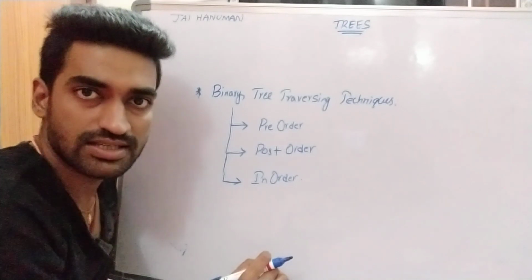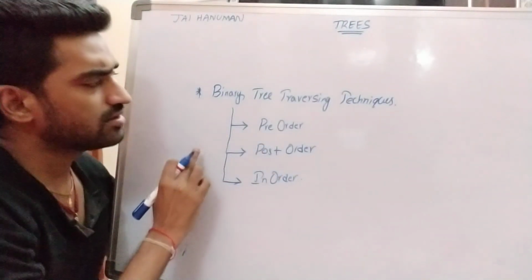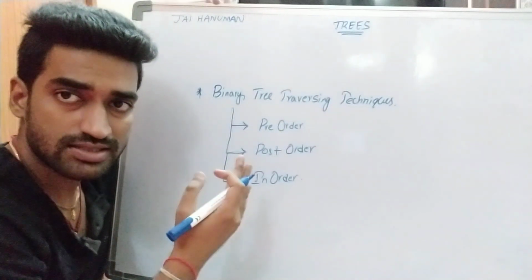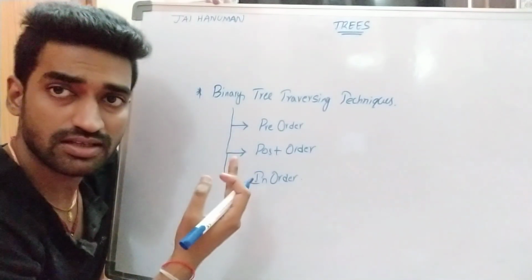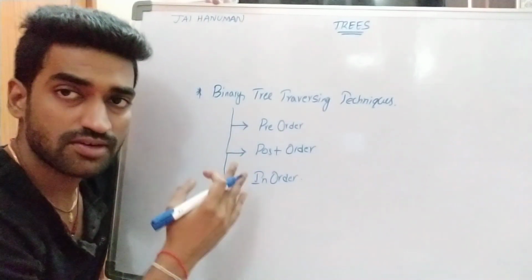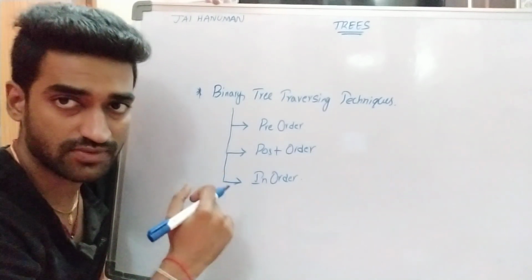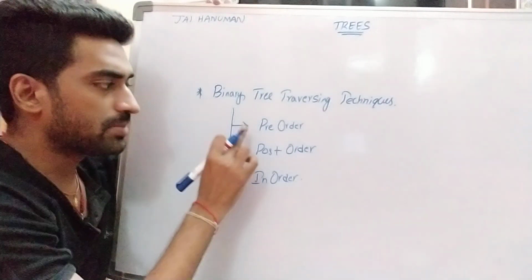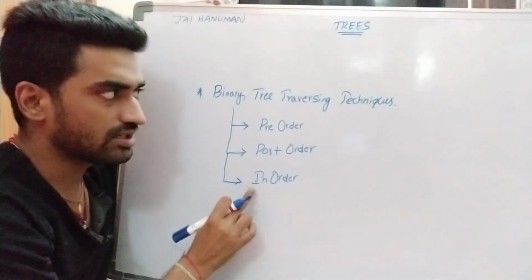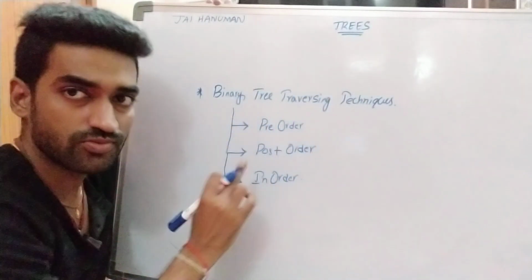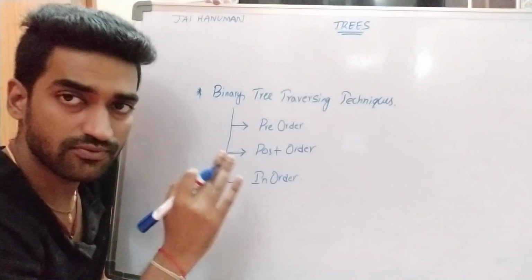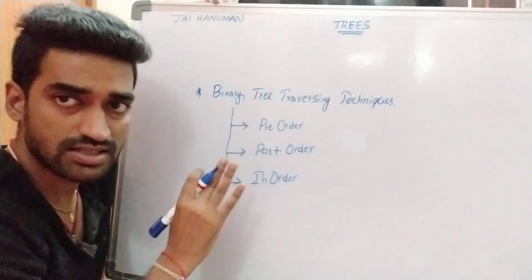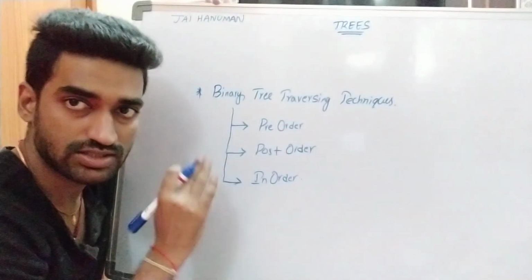Before going to this concept, graph traversing techniques were already discussed in previous sessions, right? What are the graph traversing techniques? BFS and DFS, breadth first search and depth first search. So what are the binary tree traversing techniques? Pre-order, post-order, in-order. What is the meaning of traversing? To visit each and every node in a tree. That operation is nothing but the traversing operation, right?